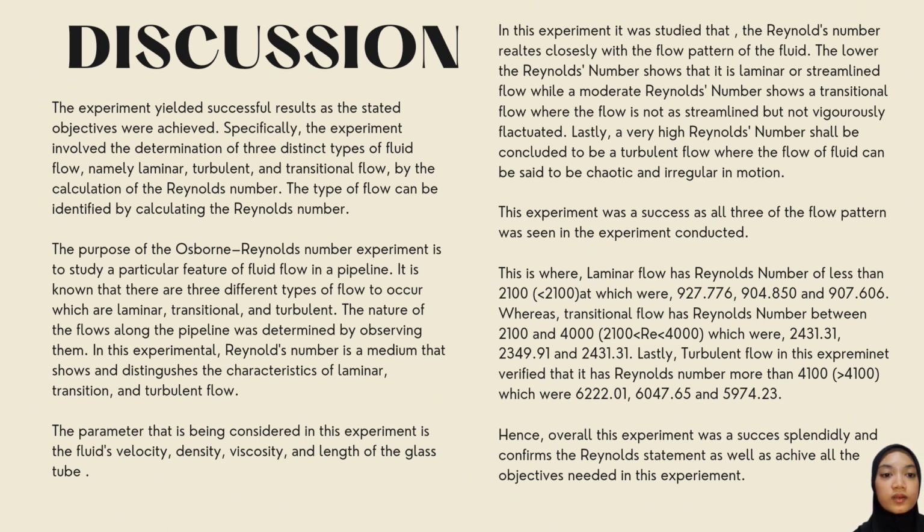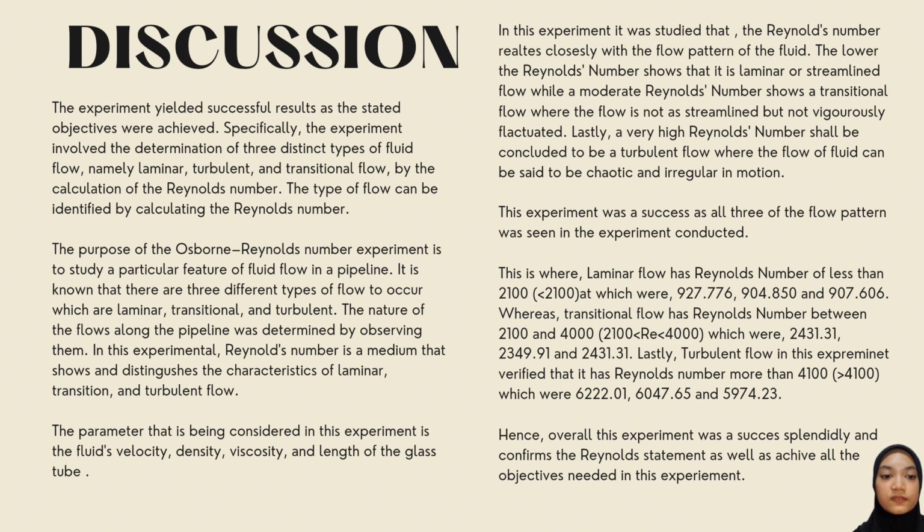fluid. A lower Reynolds number shows that it is laminar or streamlined flow, while a moderate Reynolds number shows a transitional flow where the flow is not as streamlined but not as vigorously fluctuating. Lastly, a very high Reynolds number shall be concluded to be a turbulent flow, where the flow of fluid can be said to be chaotic and irregular in motion. This experiment was a success as all three of the flow patterns were seen in the experiment conducted.